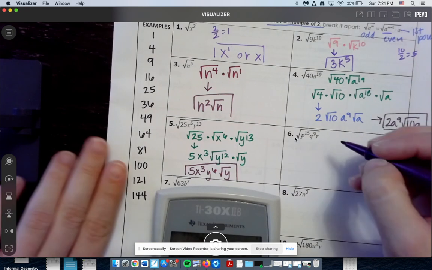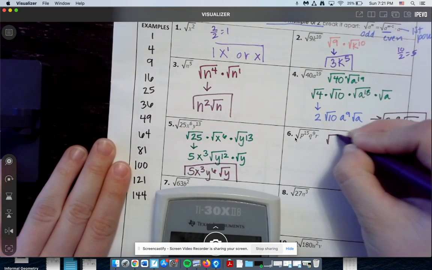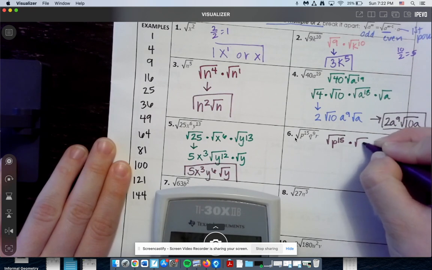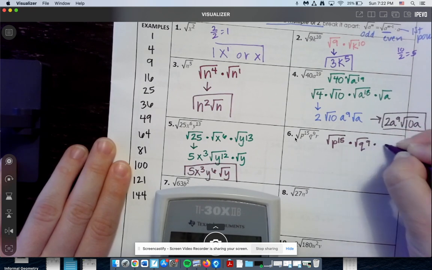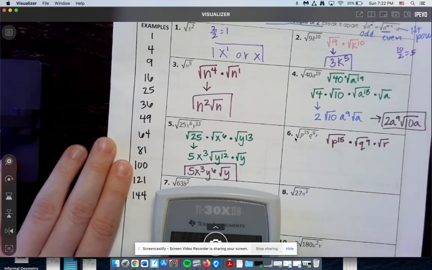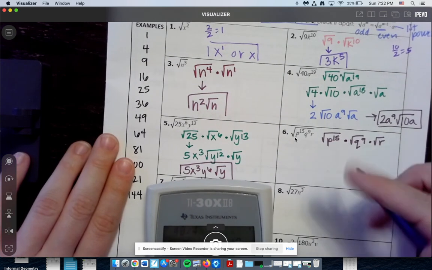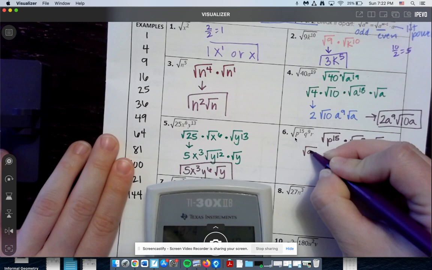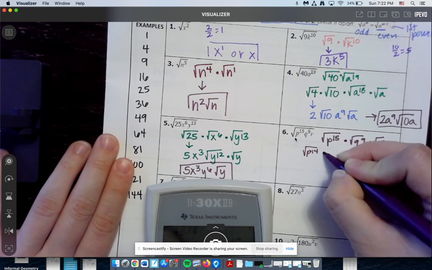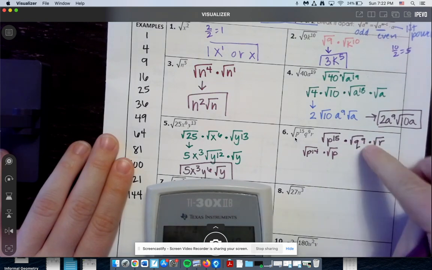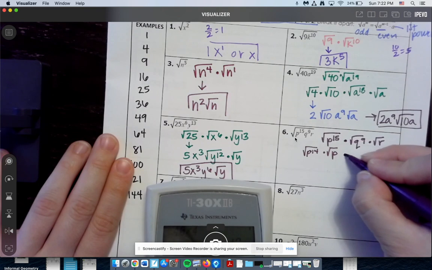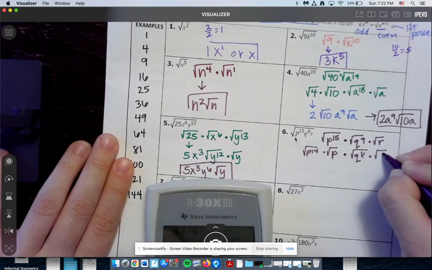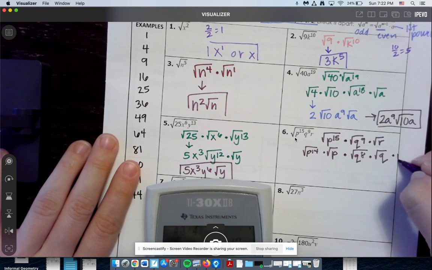All right, break it apart. P to the 15th times Q to the 9th times just an R. Okay, 15 is odd, so we got to rewrite it. Divide minus 1. So we'll have P to the 14th times root P. 9 is also odd. So we have Q to the 8th times just a Q times our radical of R.